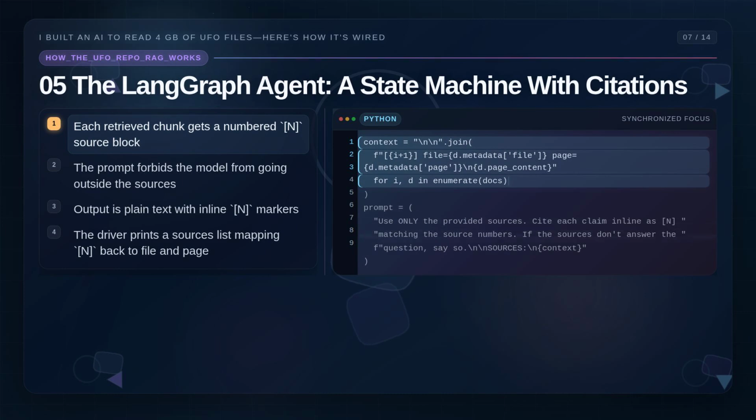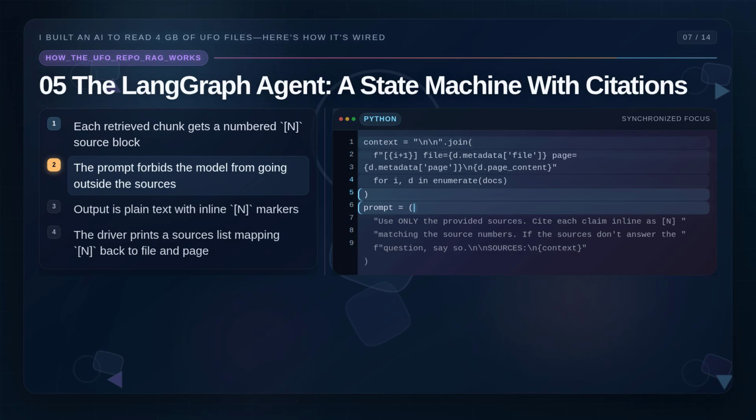A naive RAG chain is one shot, prompt, retrieve, synthesize, that falls over the moment a query asks for two different filters, like compare the 1947 FBI sightings to the 2024 Navy encounters. LangGraph lets you model the answer flow as a state machine.